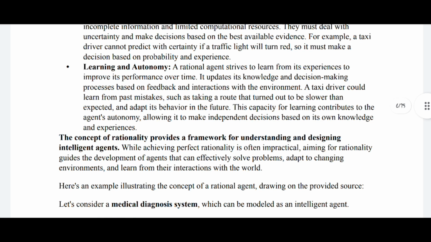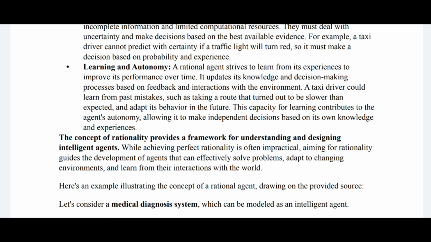So, learning and autonomy. A rational agent learns from experience and improves its performance over time. It updates its knowledge and decision-making process based on feedback and interaction with the environment. A taxi driver learns from past mistakes, such as taking a route that turned out to be slower than expected, and adapts the behavior in the future. So this is simply learning and autonomy.